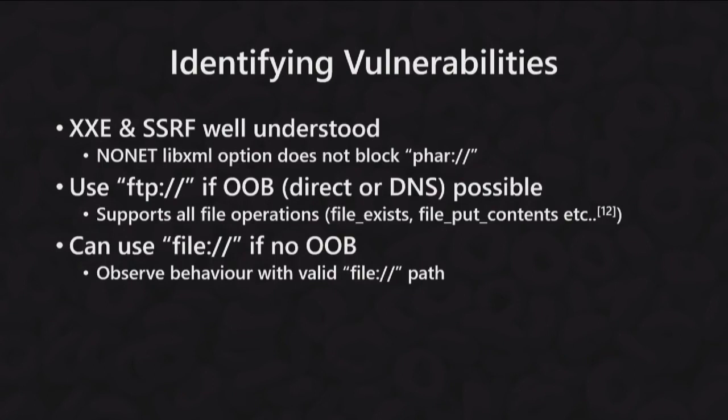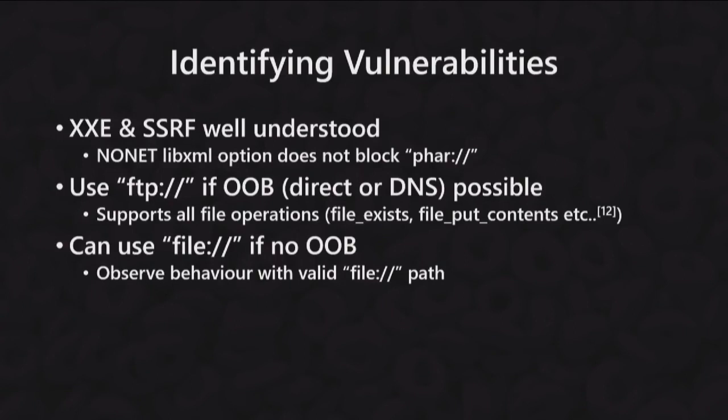The FTP stream wrapper is far better than the HTTP one for detecting this issue because it supports many more operations. If you call file_exists on an HTTP URL, that will do nothing and just return false. But if you call file_exists with an FTP URL, it will go out and connect to the FTP server. I'll demonstrate that with one of the issues; it's quite an easy way to try and detect these issues in a black box scenario.